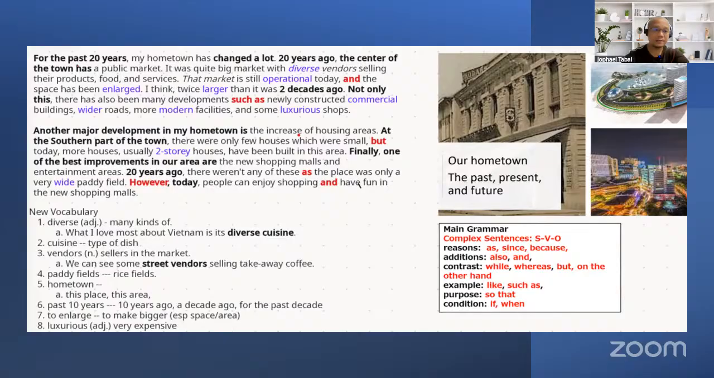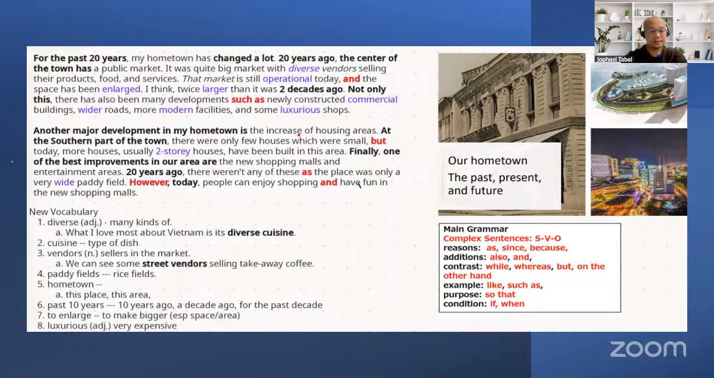For example, for the past 20 years, my hometown has changed a lot. 20 years ago, the center of the town has a public market. It is quite a big market with diverse vendors selling their products, food, and services. And that market is still operational today, and the space has been enlarged. I think twice larger. This place is twice larger than it was 2 decades ago. Not only this, there has also been many developments such as newly constructed commercial buildings, wider roads, more modern facilities, and some luxurious shops.